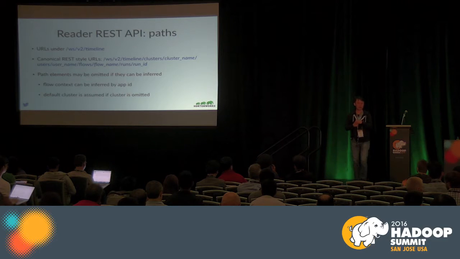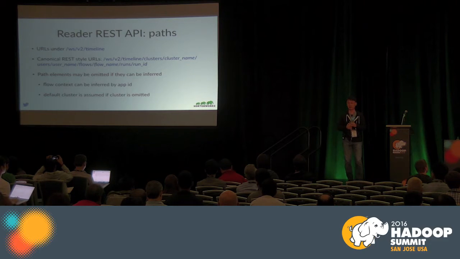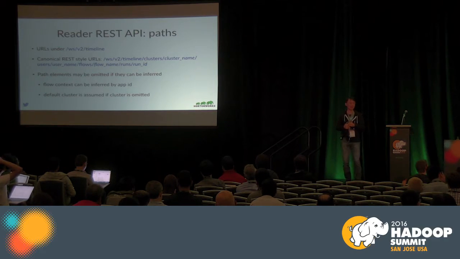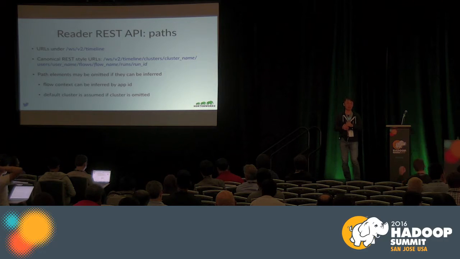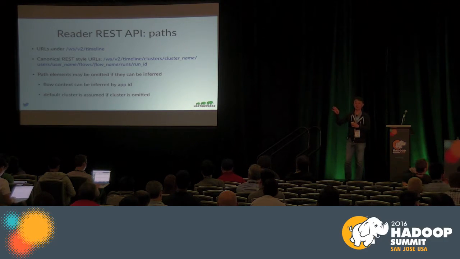Okay, I'm going to switch to the reader API. I briefly talked about some of the things we can do with the reader API. The timeline service v2 REST URLs are under WS v2 timeline, surprise, surprise, instead of v1. We follow the pretty canonical REST style URLs, so you can pretty much imagine and follow what the semantics would look like. WS v2 timeline, start with the clusters and the cluster name, users, username, flows, flow name, runs, and run ID, and so on and so forth.